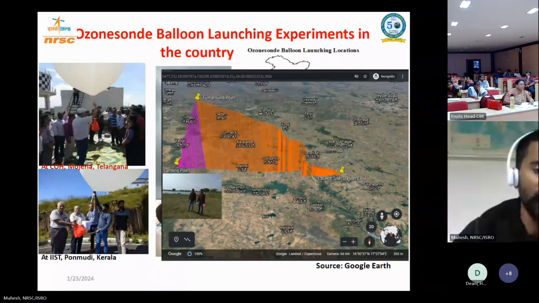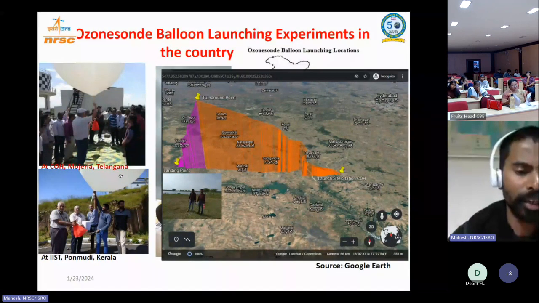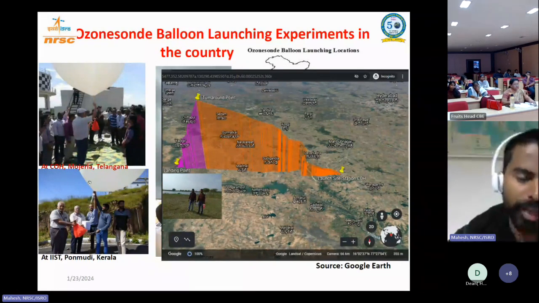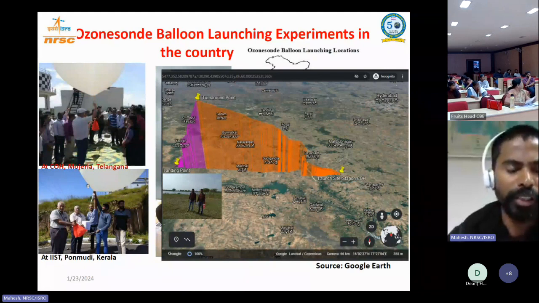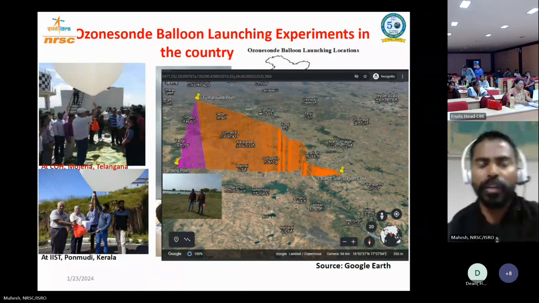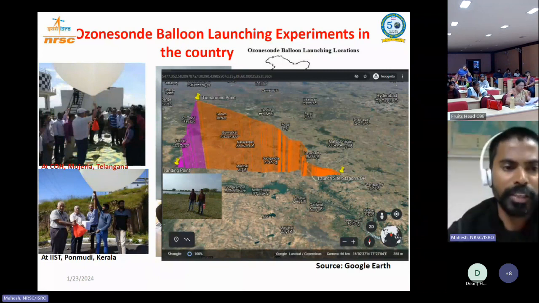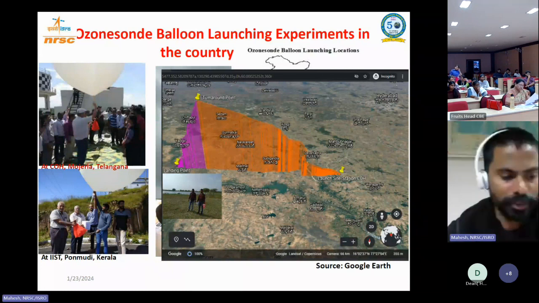And we have conducted this. We are conducting this experiment from 4 locations: the College of Horticulture, IIST Ponmudi in Kerala, and also RC Nagpur and Jodhpur. These 4 locations are equally separated latitudinally, because the ozone concentration varies with latitude, so we have distributed the sites such that the latitudinal separation is taken care of in the observations.